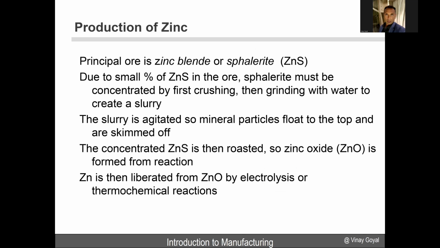For the production of zinc, you start again with a principal ore, typically zinc blend or sphalerite. Due to the small percentage of sphalerite in the ore, you must concentrate it. First crush it, then grind it with water to create a slurry. You take the slurry and agitate it so that the mineral particles float to the top. You can skim that off.